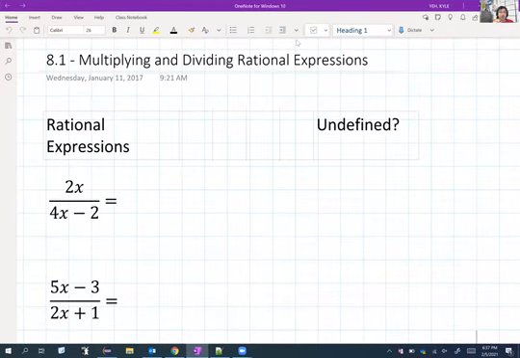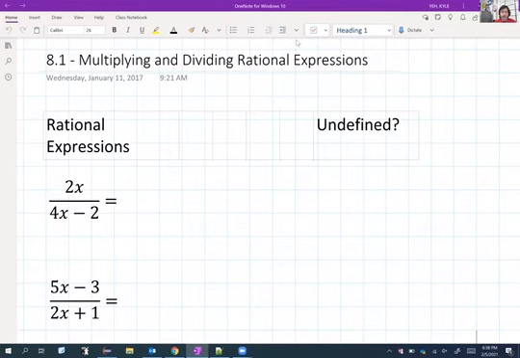Hey guys, today we are going to be covering the first section of chapter 8 from our textbook. Chapter 8 has to do with rational expressions and equations. We've seen them a tiny bit before. Now we're going to go in more depth, figure out how to add and subtract them, solve equations with them, graph them, things like that. So section 1 is all about multiplying and dividing rational expressions.